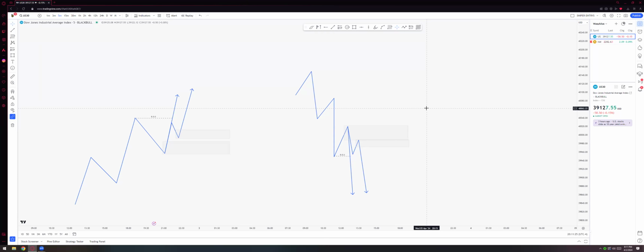The order blocks here, we have to keep in mind that we're gonna be marking them up wick to wick. It's not gonna be only the body. It's gonna be the whole candle, wick to wick. Okay, it could be a doji or anything. A lot of people say, oh, which one is gonna be the order block between all the candles? It's gonna be the last bearish candle, or the last bullish candle. It doesn't matter how big the candle is, or if you have a lot of volume on the candle. If you wanna see a color, it's gonna be the last red candle for bullish and the last green candle for bearish. That's simple, okay?